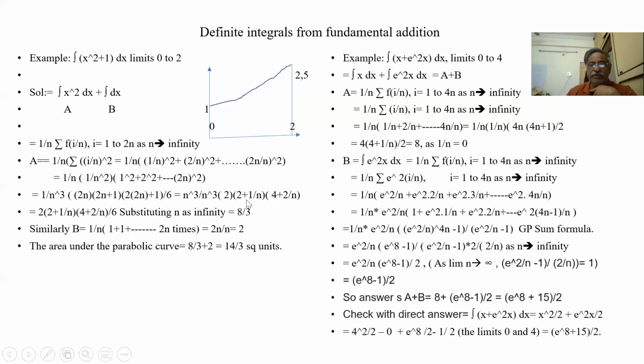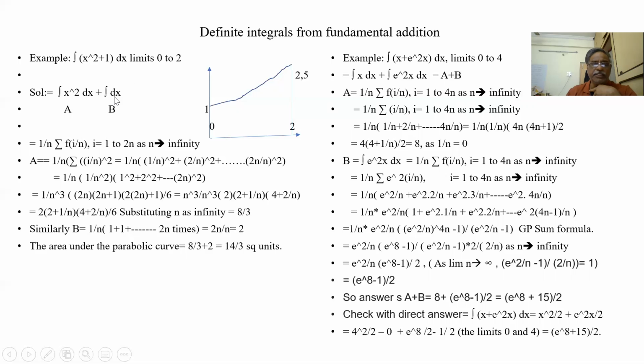When I substitute infinity, this is 0 and this is also 0. So what I am getting is 2 into 2 into 4, 2 into 2 into 4 by 6. By 6 is there? By 6. So that is 8 by 3.